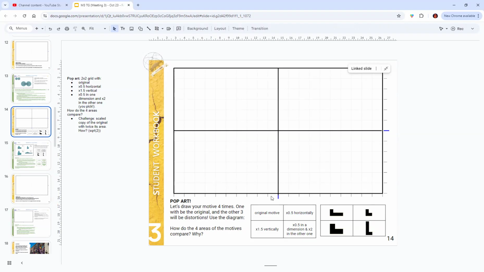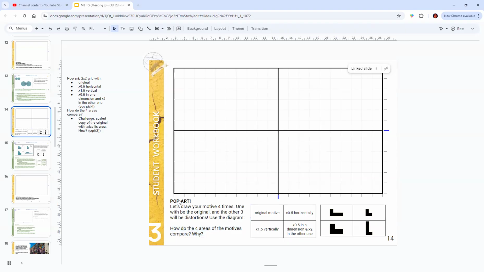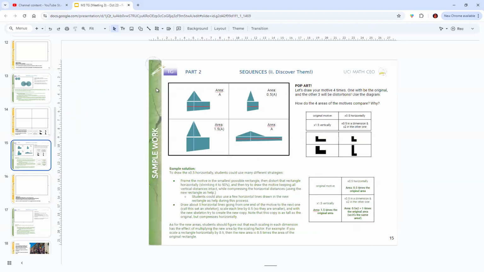So this is the challenge. They draw and then they answer how these 4 areas of the motifs compare to one another. What can you say about it and why? You can read the teaching guide for the solution.